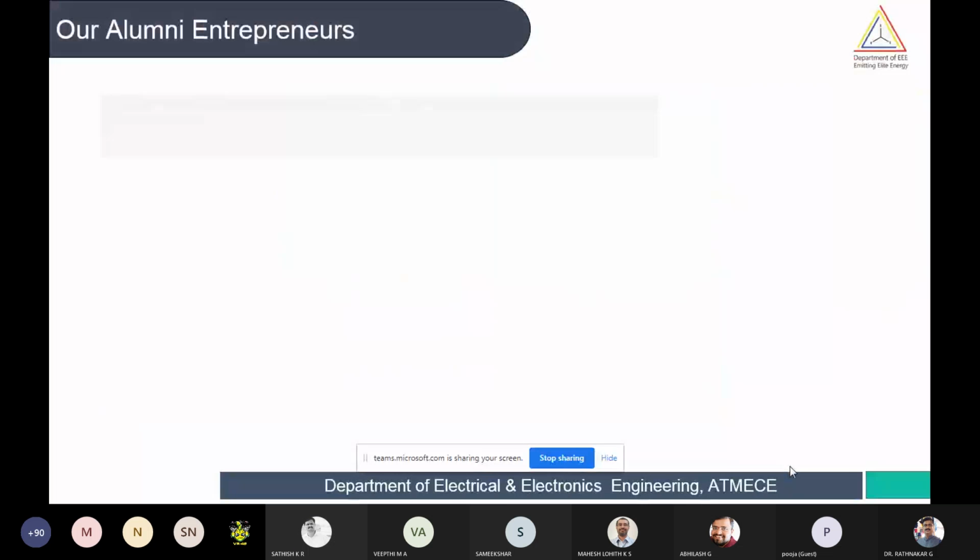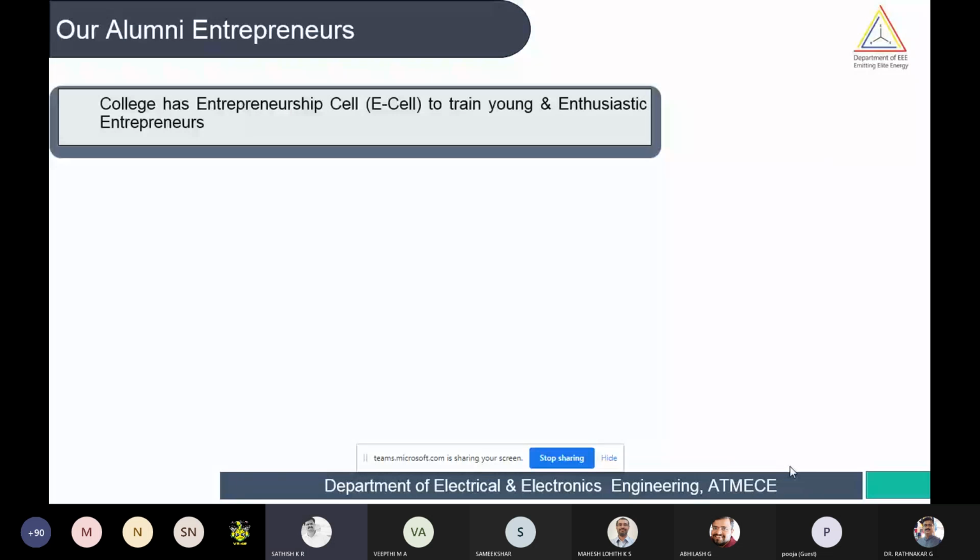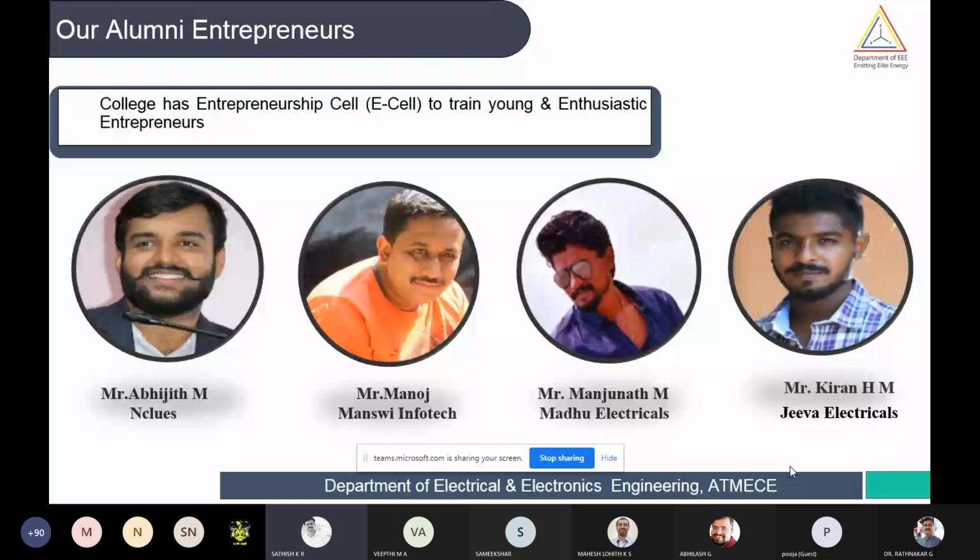What you see on the screen are our students who have their own startup companies. Now they are entrepreneurs. We regularly arrange alumni meetings in our department. Mr. Abhijit M has his own startup company by the name Encluse. Manoj has his own startup company by the name Manasi Infotech.